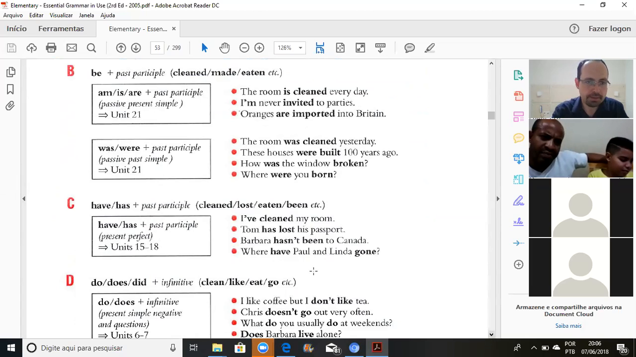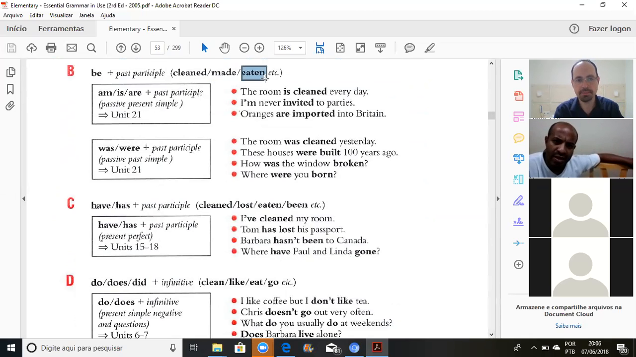Part B, we are going to talk about the verb to be plus past participle. And what is past participle? Here are some examples: cleaned, made, eaten. Do you remember? We studied this issue in Unit 21. And if we use the verb to be plus past participle, we are talking about passive present simple, okay? Passive.